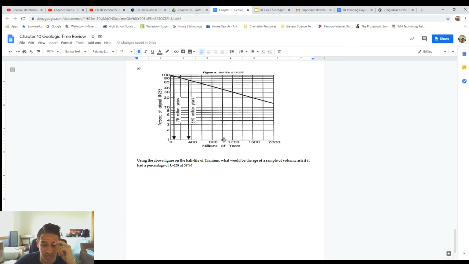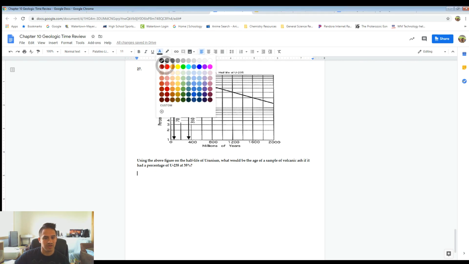Okay. Now, each one of these lines, I'm pretty sure, is 200 million years. So it goes 0, 200 million, 400 million, 600 million, 800 million, 1,000 million, 1,200 million. So at 35%, go down here. This is roughly 1,100 million years old. Okay, 1,100 million years, roughly.